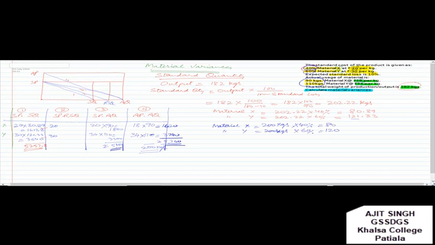While calculating revised standard quantity, total weight of actual mix is to be taken, and it is to be in the ratio of standard quantity, 80 kgs and 120 kgs. 20 into 80 is equal to 1600, 30 into 120 is equal to 3600. It comes to be 5200.